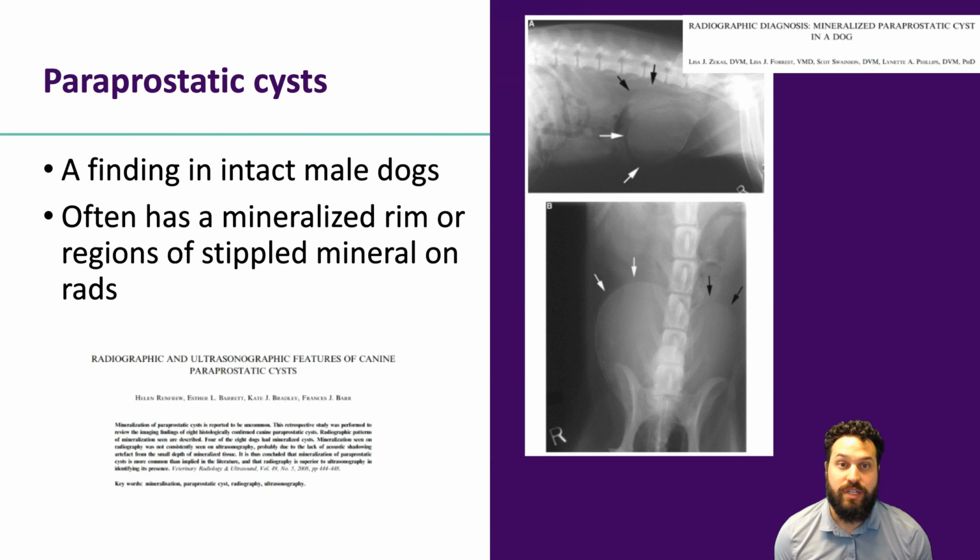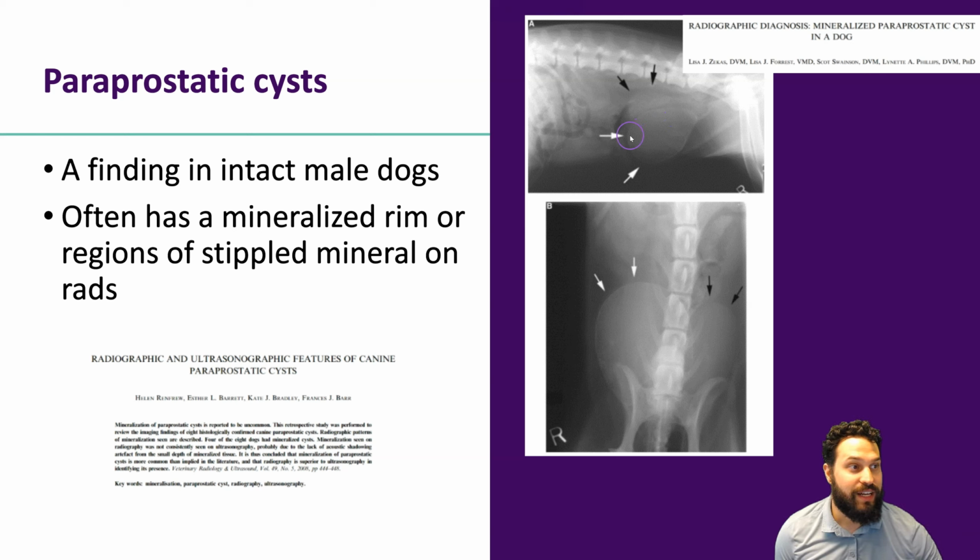Now, some folks had talked about this potentially being a paraprostatic cyst, and I think one thing that's important to note is that paraprostatic cysts can be associated with some dysuria in dogs, but what we typically see in these instances is that there is a mineralized rim or regions of stippled mineralization kind of adjacent to the urinary bladder. So because in this patient it was one big kind of uniformly soft tissue urinary bladder with a bit of gas, we wouldn't be as suspicious of a paraprostatic cyst.